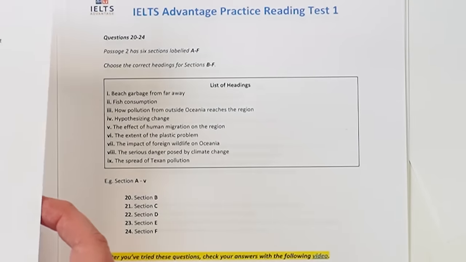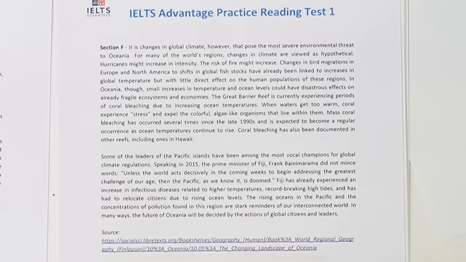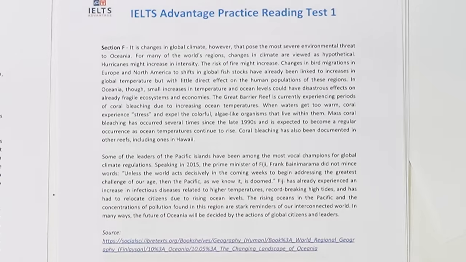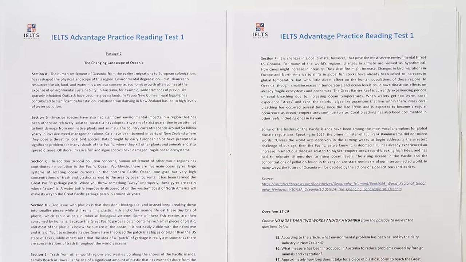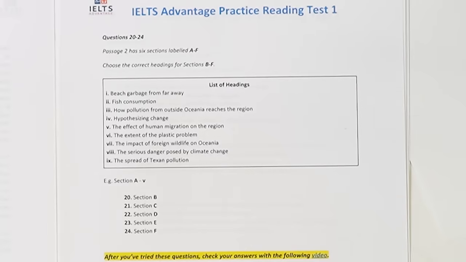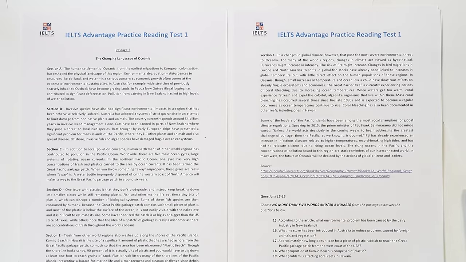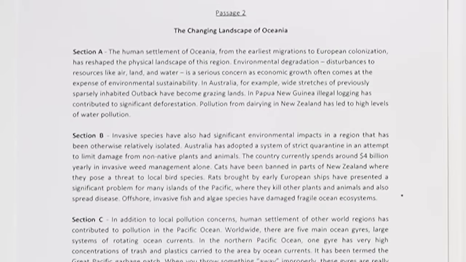what the matching headings question asks us to really do is to read the whole article, read the whole text, and understand the general meaning of each paragraph. So the first thing we're going to do is read the instructions. Passage 2 has 6 sections labeled A to F. Choose the correct heading, and then we have 5 questions here. So we're not going to look at the headings. We are going to look quickly at each section, and we're going to try and create our own heading for each section. So it's really talking about European colonization.